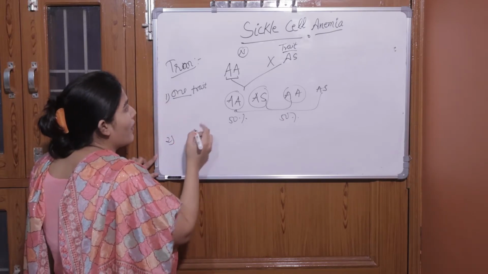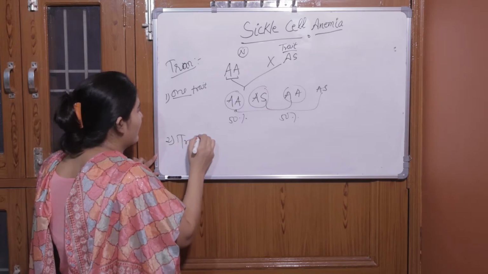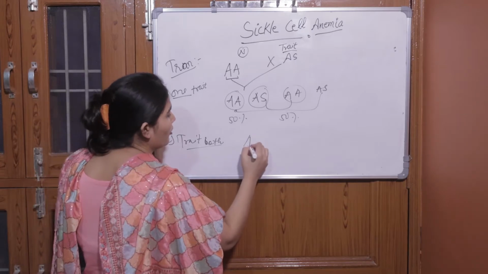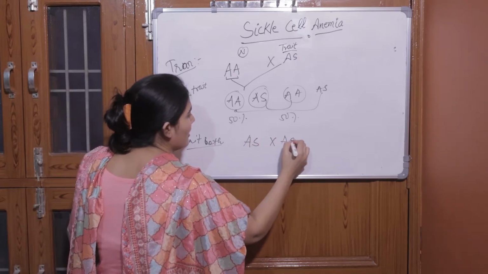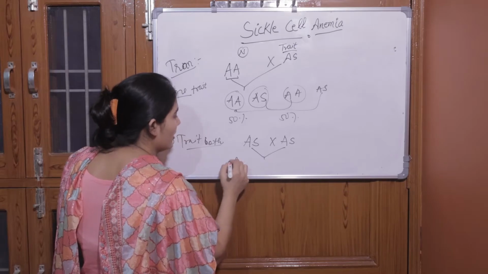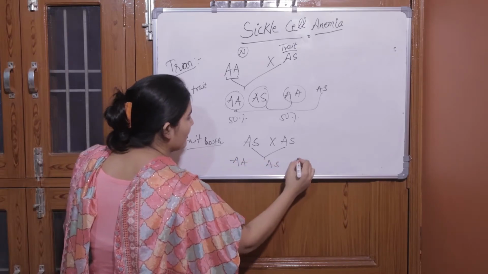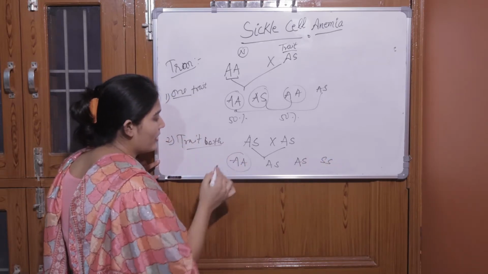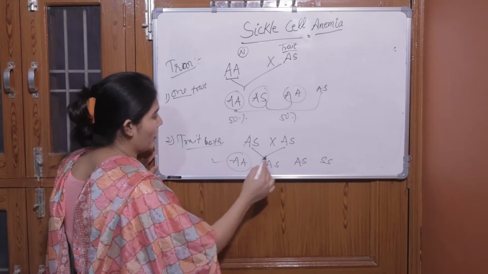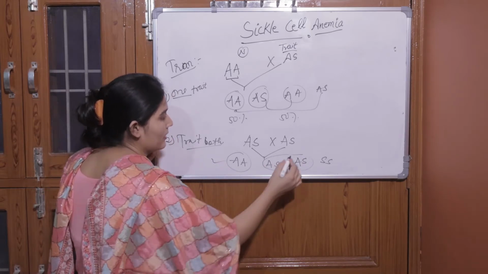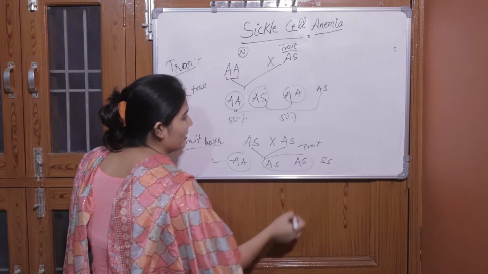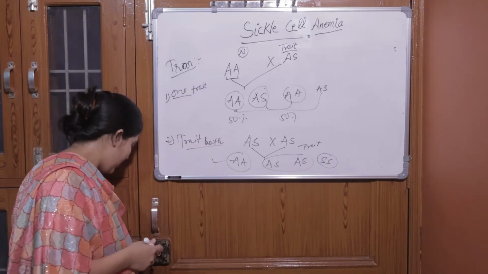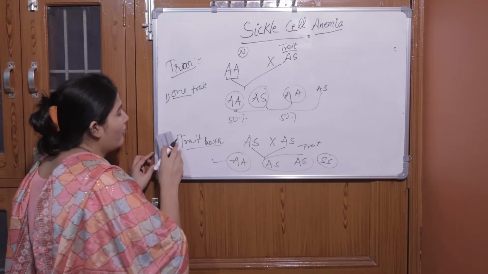Second thing is, when both of the parents are working as trait, so for the trait AS and AS, what will be the progeny? AA, AS, AS and SS. Here you can see that 25% of the progeny are normal, 50% of the progeny have trait symptoms and one person is having sickle cell anemia.